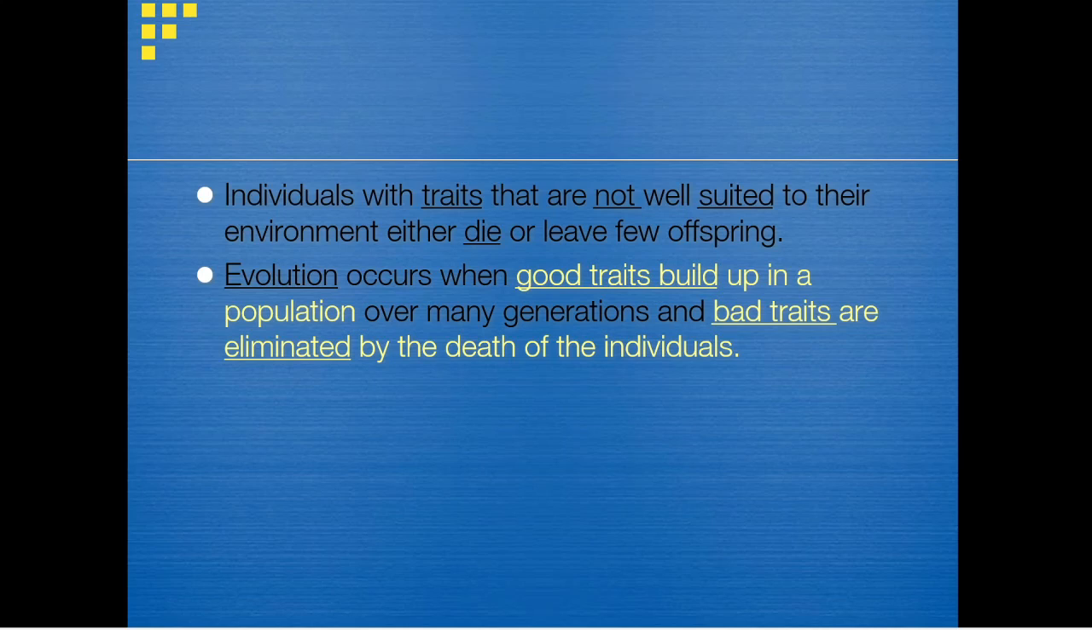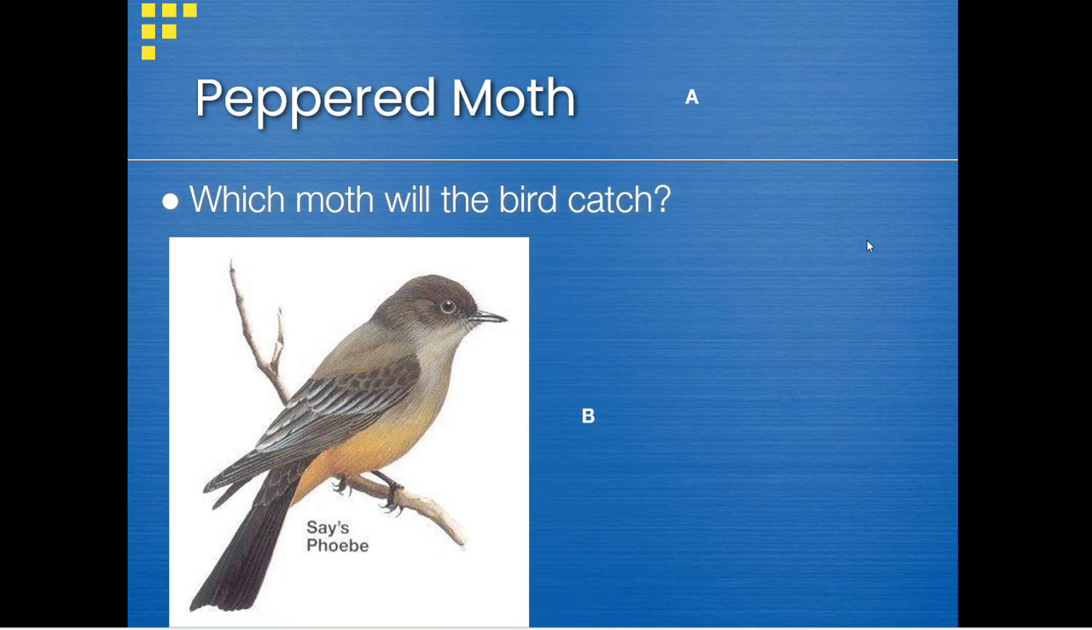And evolution occurs when good traits build up in a population over many generations and bad traits are eliminated by the death of the individuals. What we mean by good and bad is that good helps them survive depending on how that environment happens to be. And we'll see this when we talk about the rock pocket mouse, how those gene frequencies have to change to be able to get them to survive and reproduce, okay? One of the examples I can give here is the peppered moth.